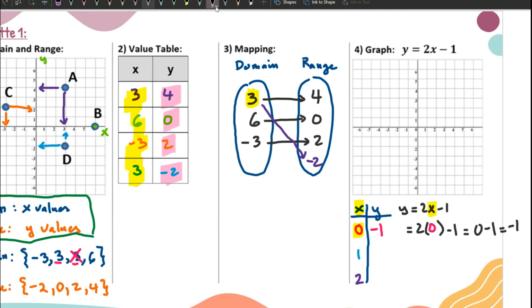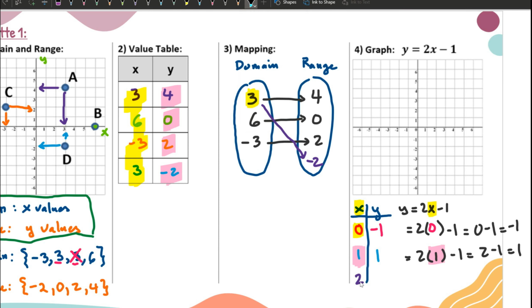Okay, we're going to do the same for the next problem. Now this time you have 1 as the x value. Your x value is 1, so you replace x by 1. Minus 1 comes from the original equation. Then you work it out. 2 times 1 is 2, minus 1, which is 1. So the second point is (1, 1).